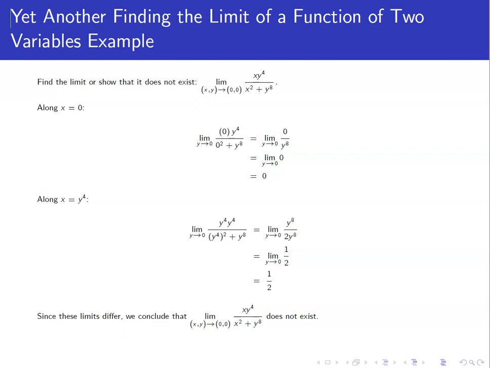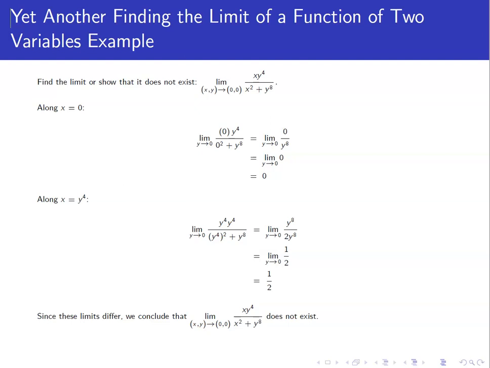In this video, we're going to do yet another example of finding the limit of a function of two variables. We're given the function x y to the fourth over x squared plus y to the eighth, and being asked to find whether that limit exists or does not exist as (x, y) approaches (0, 0). All right, so in this one, there's not a lot of algebraic simplification we can do.